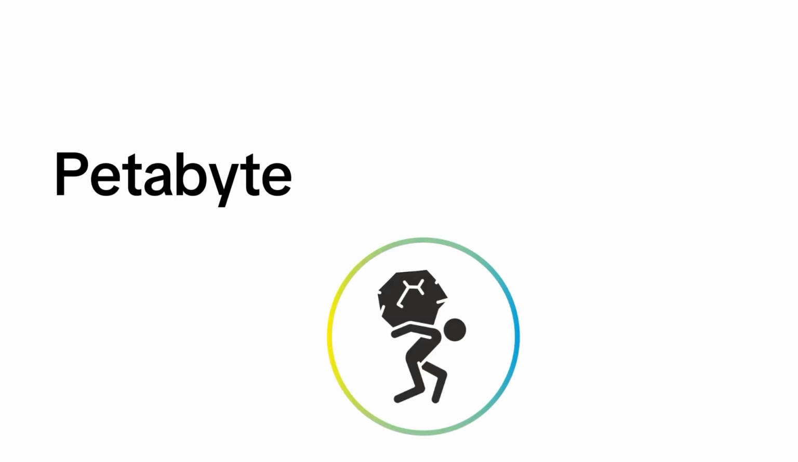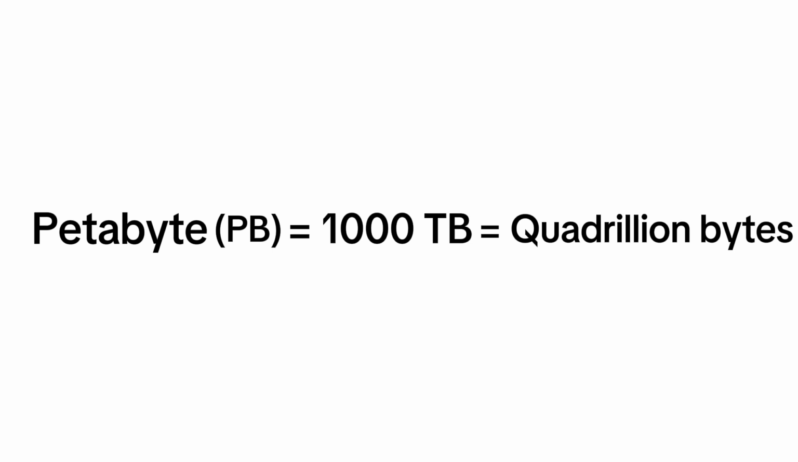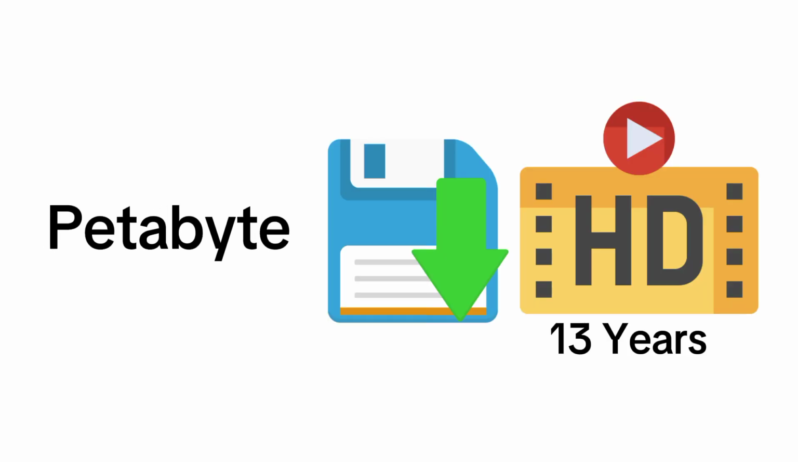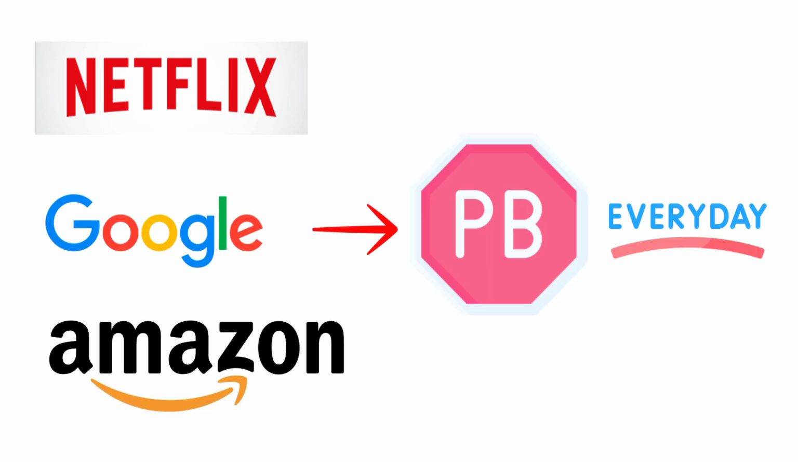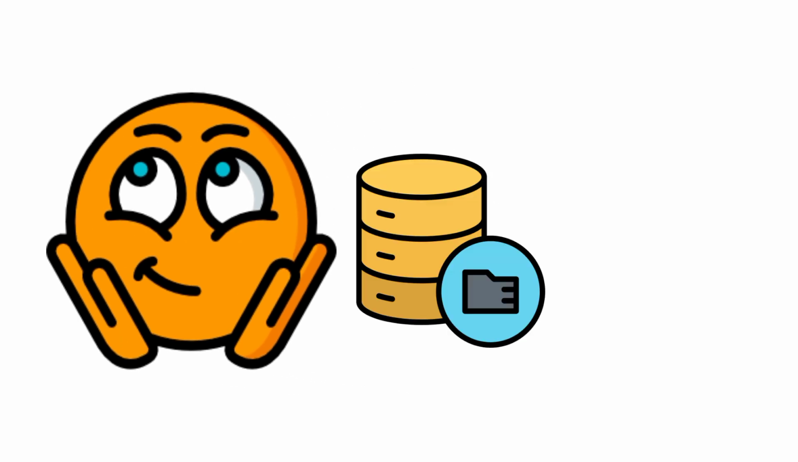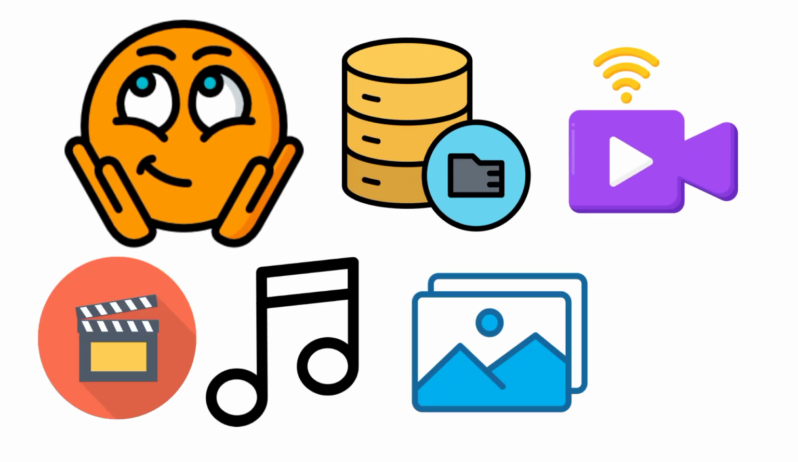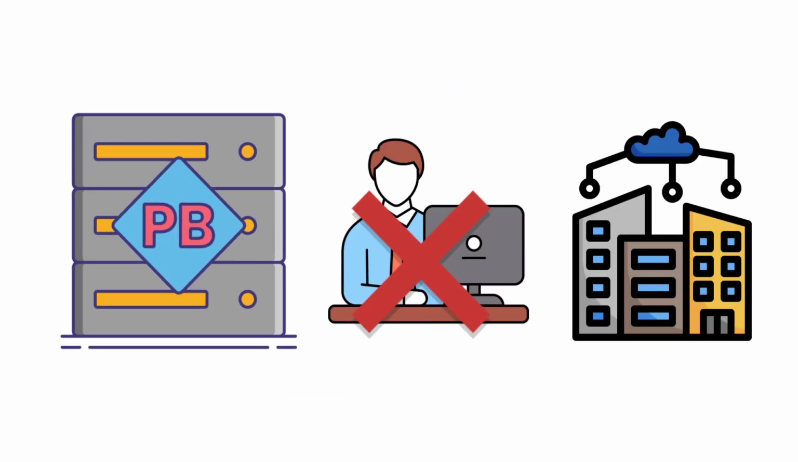Petabyte. Now, things start to feel massive. A petabyte, PB, equals 1,000 terabytes, or a quadrillion bytes. 1 petabyte can hold about 13 years of non-stop HD video. Companies like Netflix, Google, and Amazon manage data at the petabyte scale every day. Just imagine the storage needed to stream billions of movies, songs, and images around the world. Petabytes are not something an average person deals with, but for big tech, it's the standard unit of measurement.